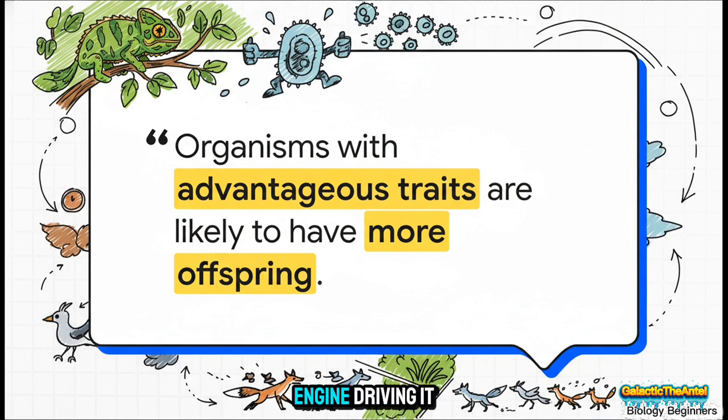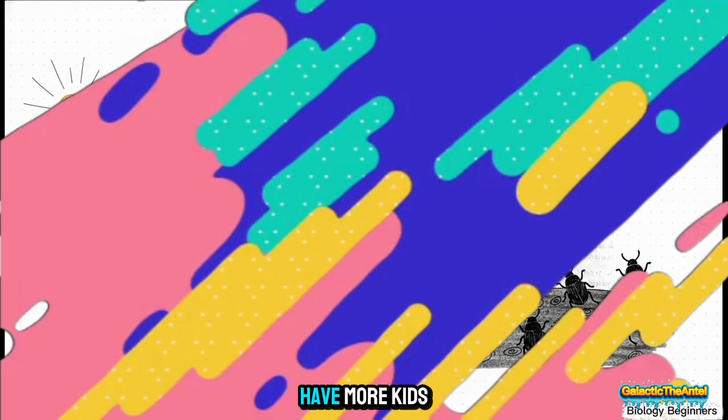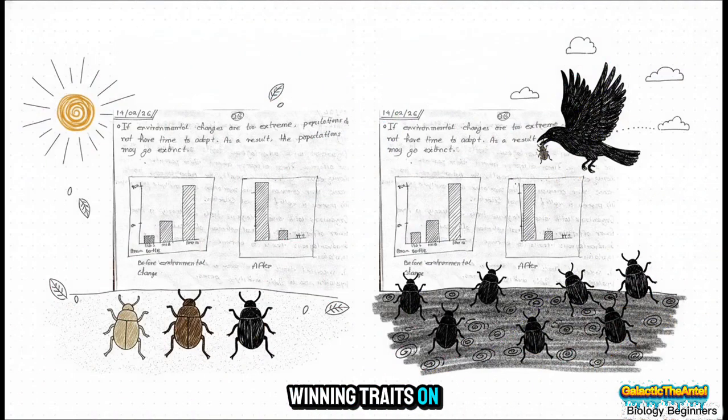Well, the main engine driving it is something called natural selection. You can picture it as this massive, planet-wide survival competition. Organisms that happen to have traits that give them an edge, say better camouflage or resistance to a disease, they're just more likely to survive, have more kids, and pass those winning traits on.